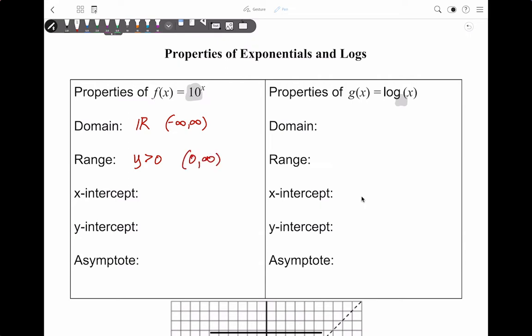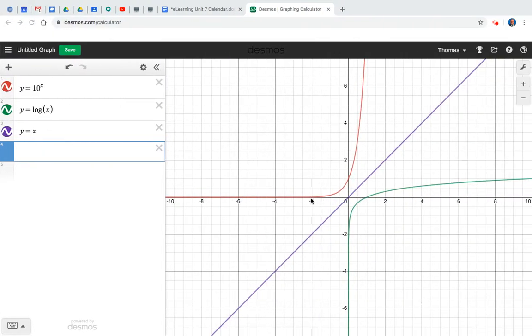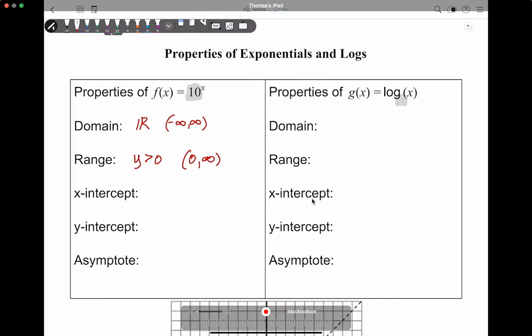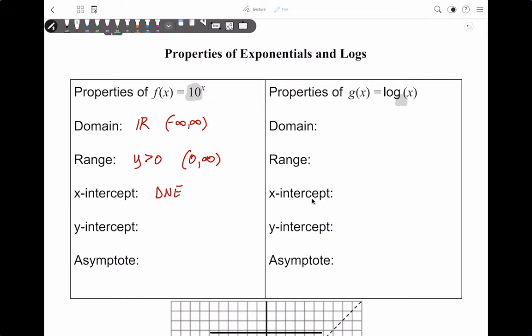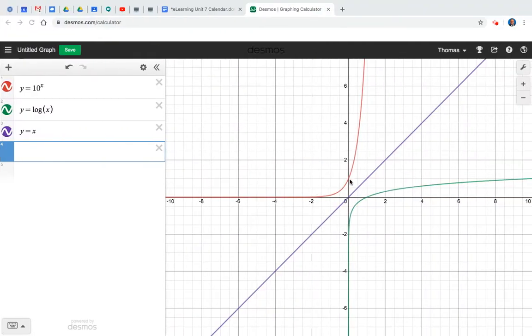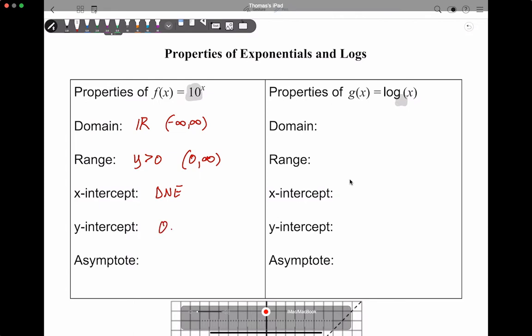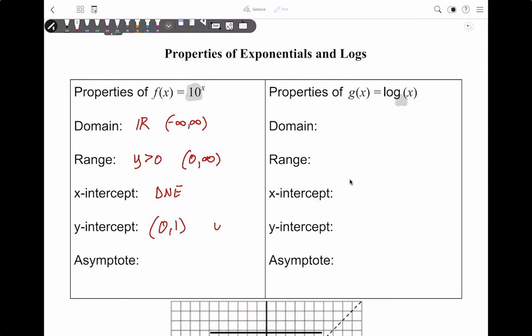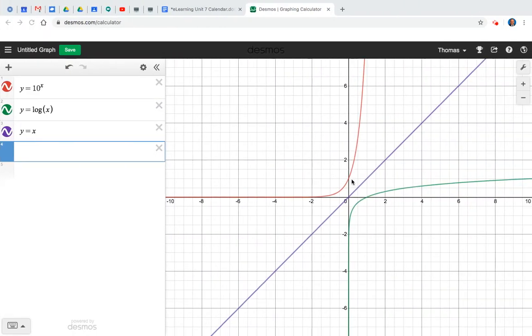These are values, remember, that it doesn't touch. The x-intercept: did this red graph hit the x-axis? It never does. It gets very close to it, but it never does. So we're just going to put does not exist. And then the y-intercept. It does hit the y-axis at y equals 1. You could put it as a point, or you could put y is equal to 1. This value is what the y value is equal to as a y-intercept.